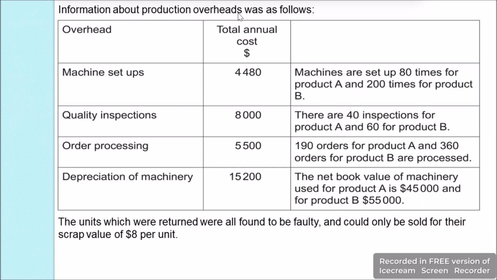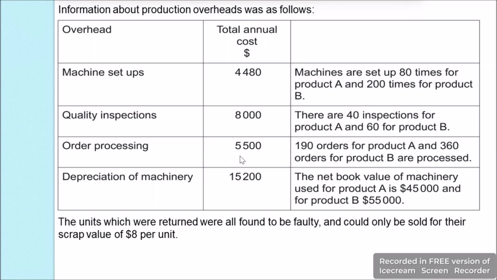Information about the production overheads was as follows. Overheads, total annual cost in dollars. Machine setups, $4,480. Machines are set up 80 times for product A and 200 times for product B. Quality inspections, $8,000. There are 40 inspections for product A and 60 for product B.